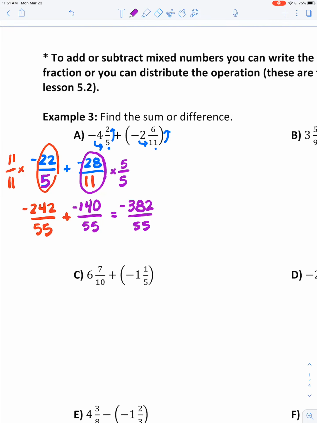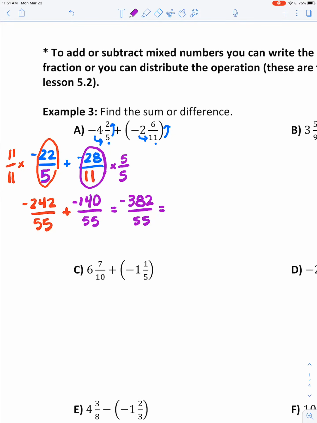Okay, here's where a little calculator work is super helpful. So if I want to know how many 55s go into 382, I'm just going to use my calculator and do 382 divided by 55. And when I do that, I should get a 6 point something. Okay? So we know 6 whole 55s fit into that 382. And this is a negative number here, so we should have a negative 6. Now, how many is left over? So what we can do is take 6 times 55.